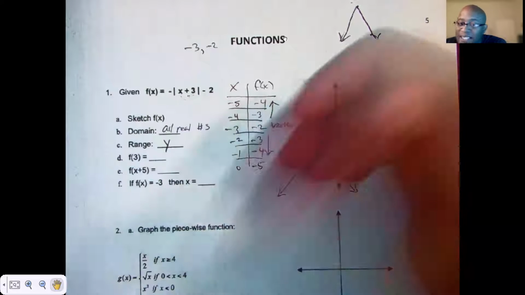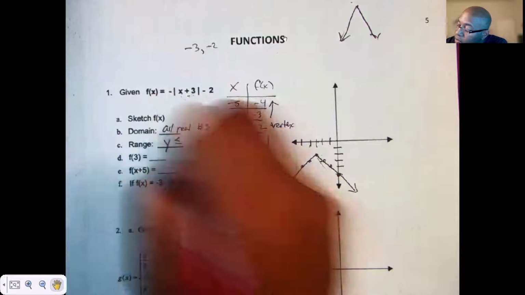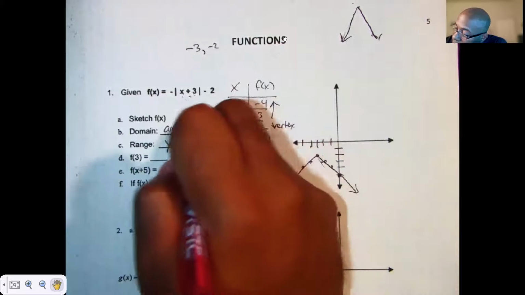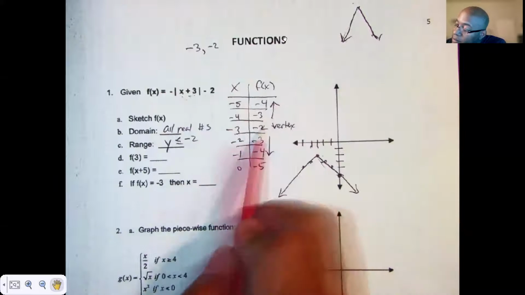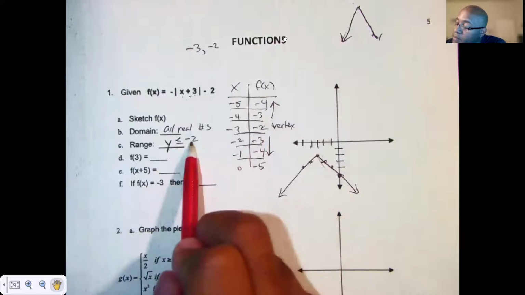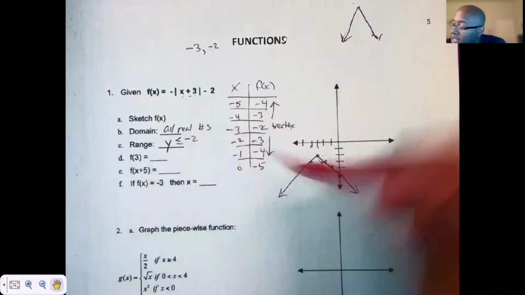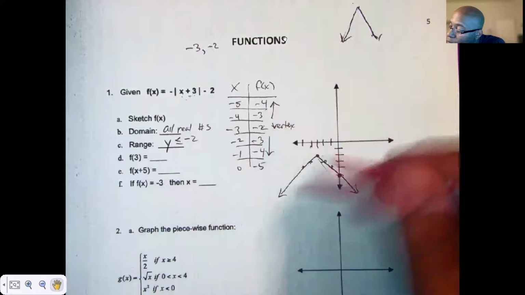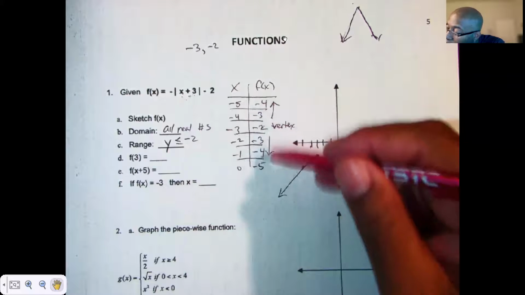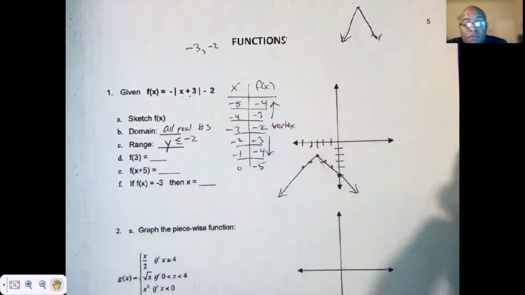And since it's facing down, y is less than or equal to -2, because -2 is the second number in my vertex. I look at this number to get my range. They're going to always match. But because it's facing down, it's less than or equal to. All of my range values are all less than or equal to -2.